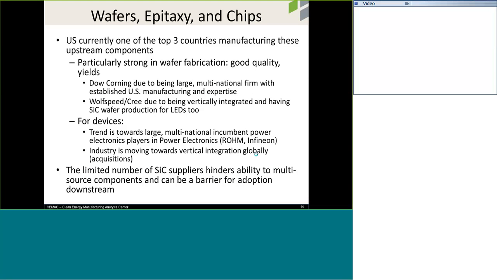For devices, we found that the trend is towards large multinational power electronics players, people like ROHM, Infineon, and the industry through acquisitions and consolidation is moving towards being vertically integrated globally. One thing that was a takeaway is the limited number of silicon carbide suppliers is hindering the ability to multi-source, and people are reluctant to adopt the technology unless they can have multi-source for their components.